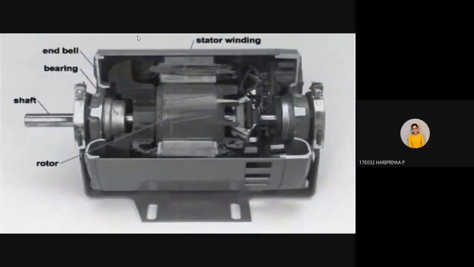This is the image of the induction motor. It consists of a stator winding, which is the stationary part of the motor, then a rotor, which is the rotating part of the motor, and a shaft in the middle which bears the rotor, and the bearing, then an end shield. The rotor has two types: squirrel cage rotor and phase wound rotor. The squirrel cage rotor cannot be connected to an external resistance, but the phase wound rotor can be connected to an external resistance.